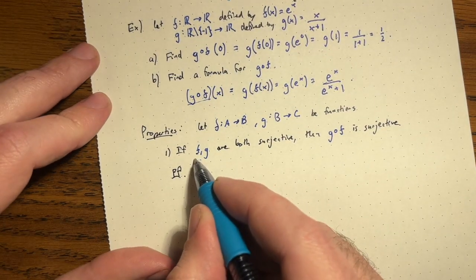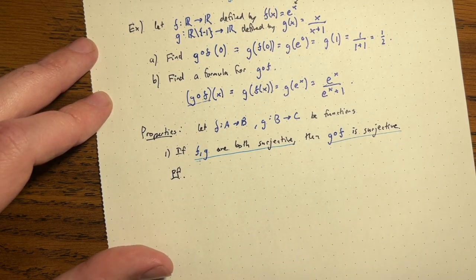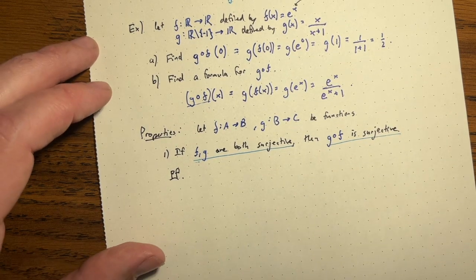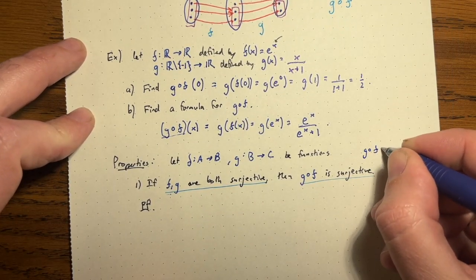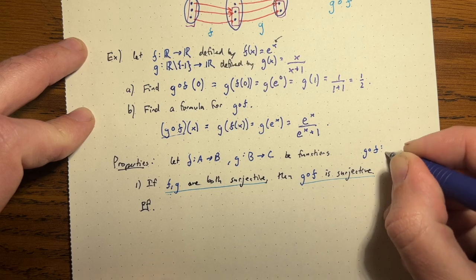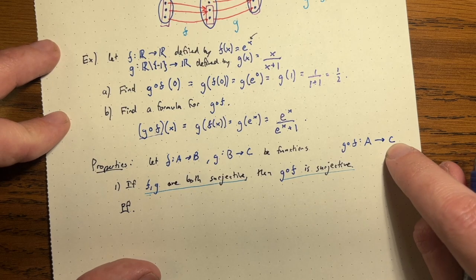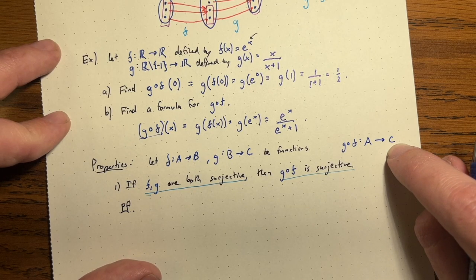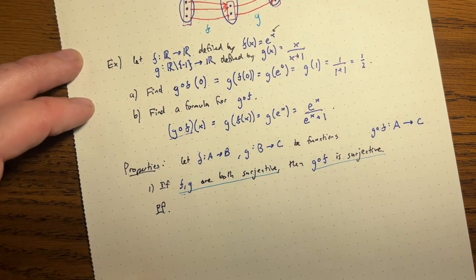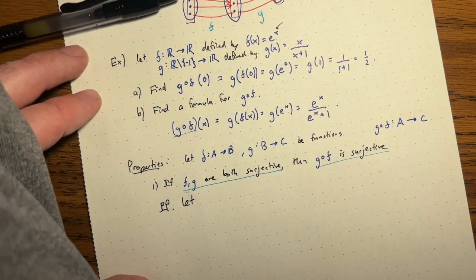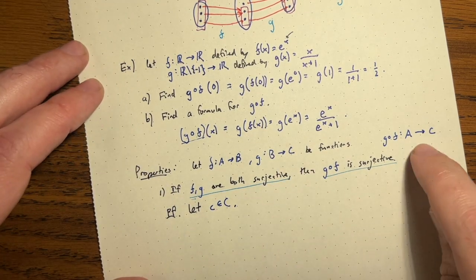I'm assuming that f and g are both surjective. We're trying to prove an implication. I want to show g composed with f is surjective. So g composed with f, that's a function. Let's just remind ourselves up here. It's a function from A to C, right? So how do I show it's surjective? I take an arbitrary element in my codomain, and I want to show that it came from something in A. I want to produce something here that maps to it. So let c be in my codomain C, and then I want to show there's an element here.